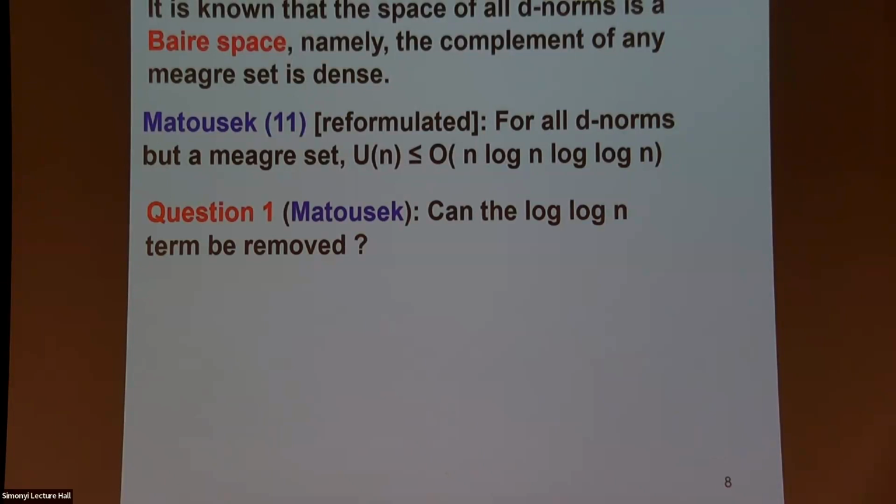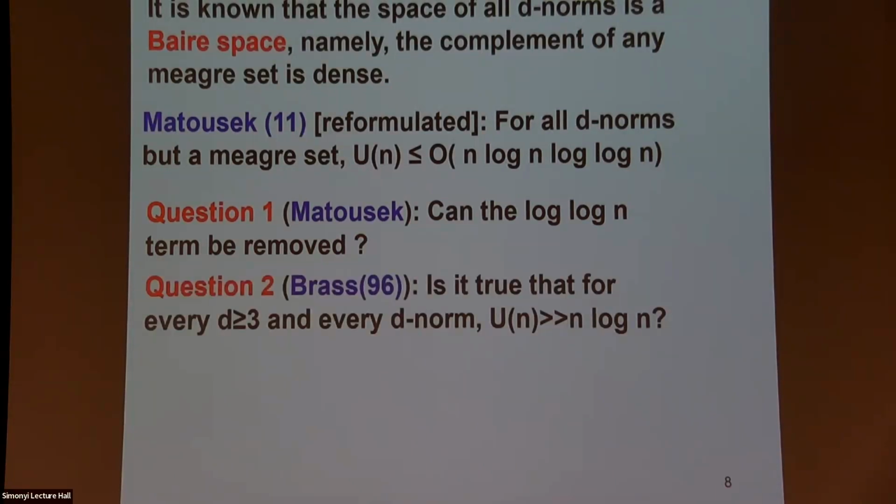We said that for every two norm, U of n is at least some constant n log n, and the upper bound is n log n log log n. And the question is if the log log n can be removed.